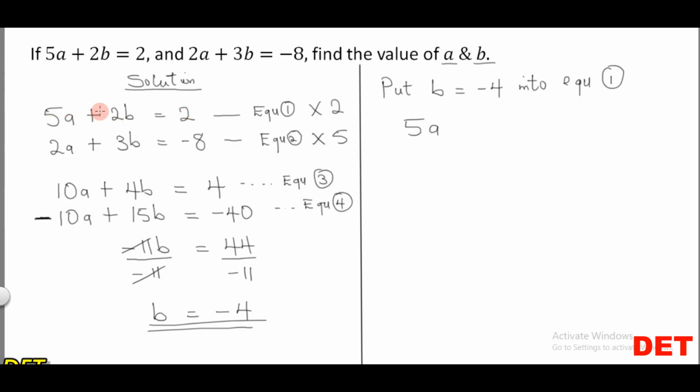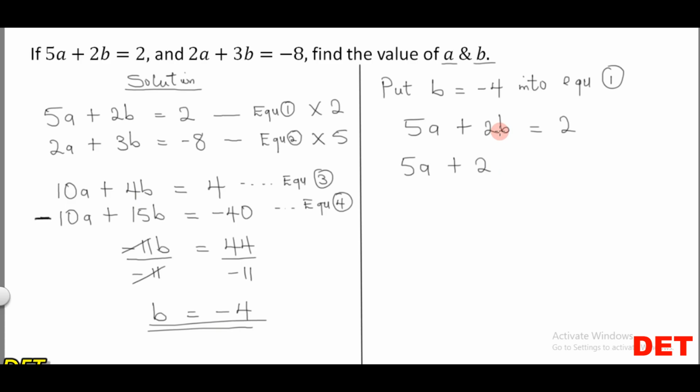Alright, 5a plus 2b is equal to 2. This is my equation 1. So to get the value of this a, I will put the value of b, which is equal to minus 4, into this equation. So this will be 5a plus 2.